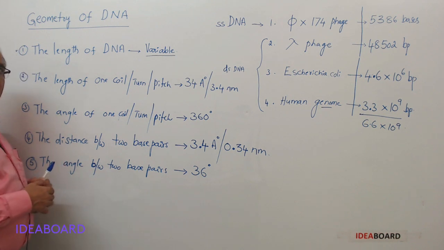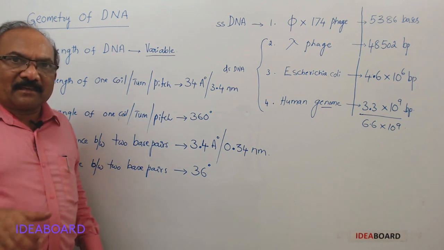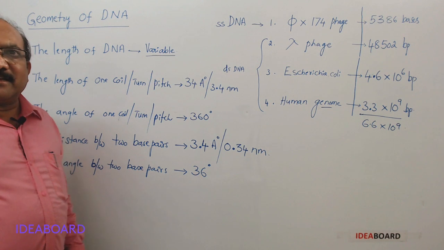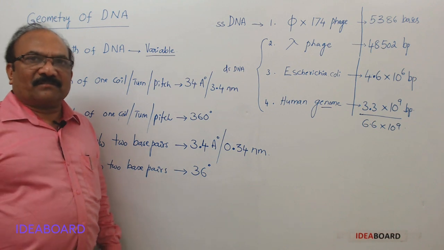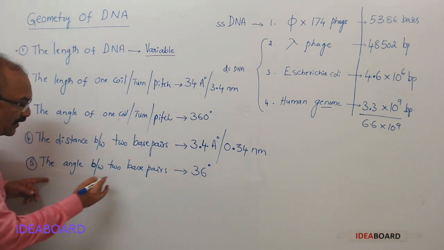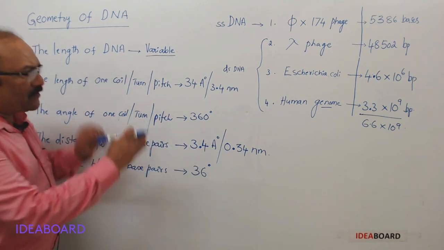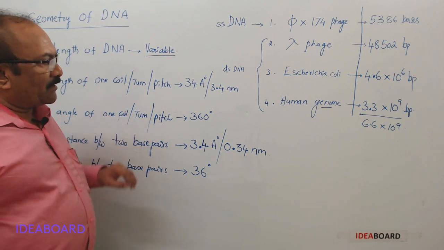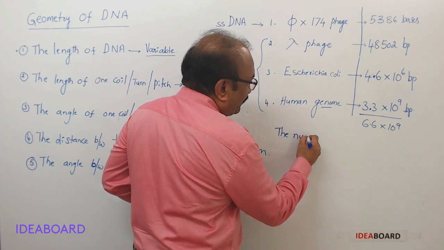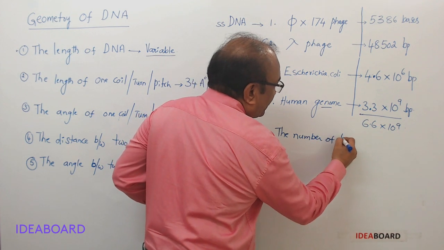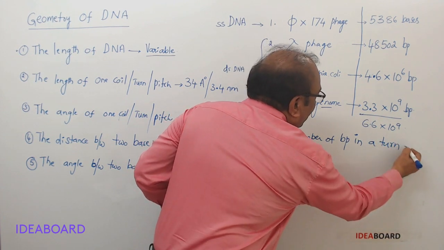And what about the angle between these two base pairs? I hope you're understanding. That's why this DNA is twisted, like a twisted ladder or like a twisted staircase. So the angle between these two base pairs is 36 degrees. And with this information, we can understand that the number of base pairs in a turn is how many? 10.